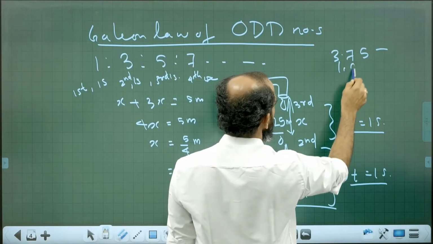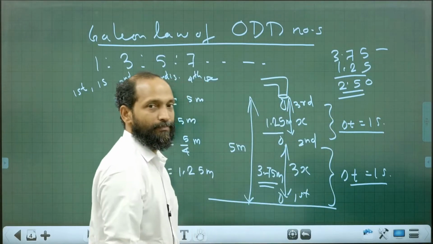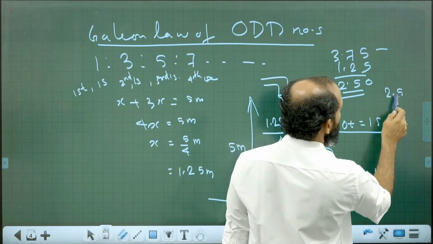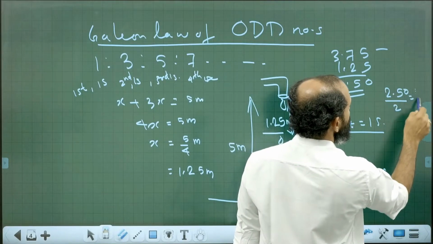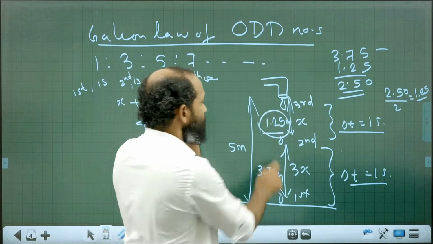3.75 minus 1.25, that is 2.5. Then take half of that. You get 1.25. That will be the distance traveled in the first 1 second.